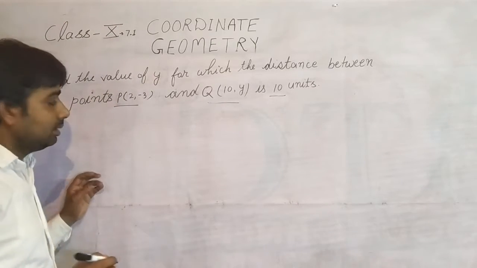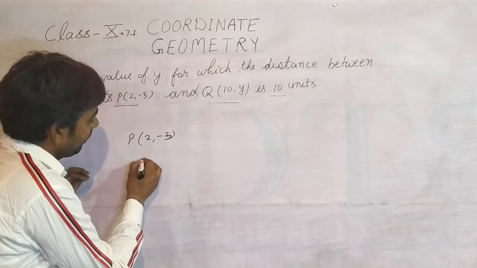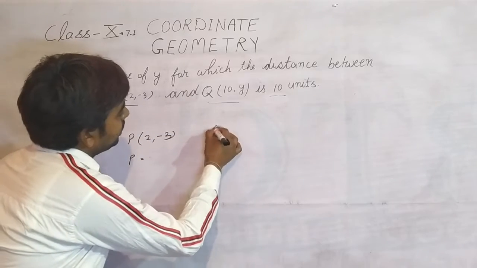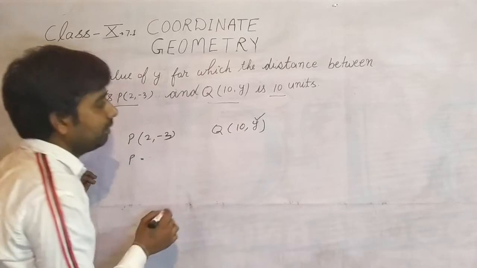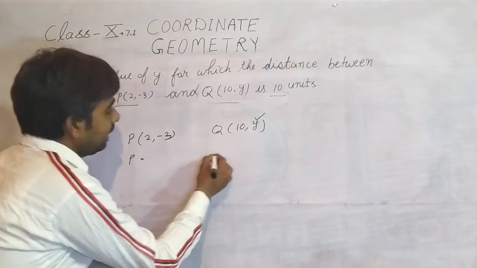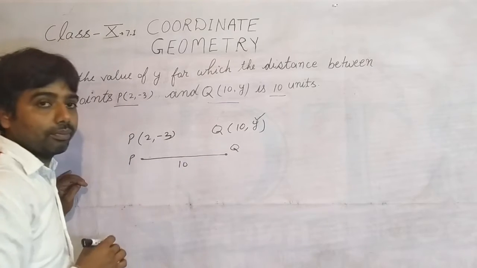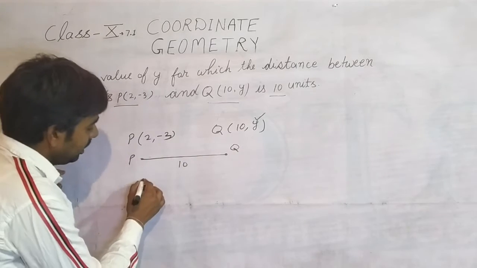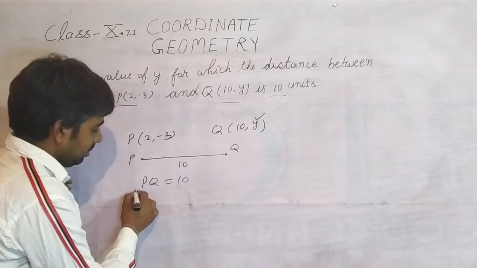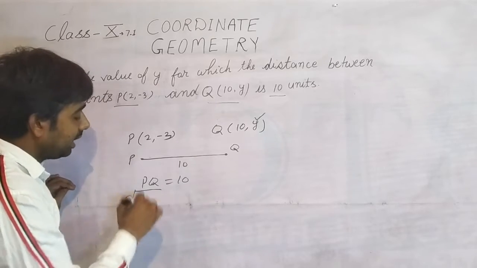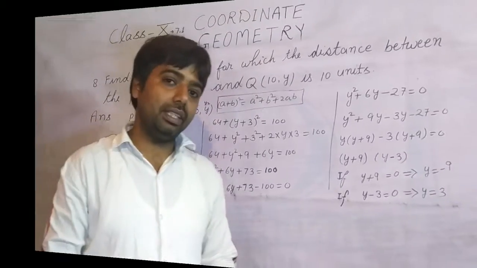We are given two points. One point is P, and the coordinate of P is (2, 3). The other point is Q, and the coordinate of Q is (10, y), and this y is not given; we are required to find it. The distance between P and Q is 10 units. What is required to do? We are required to write PQ equal to 10 units and write the distance formula. After writing the distance formula, you can solve this question and find the value of y. Hope you have done this question.